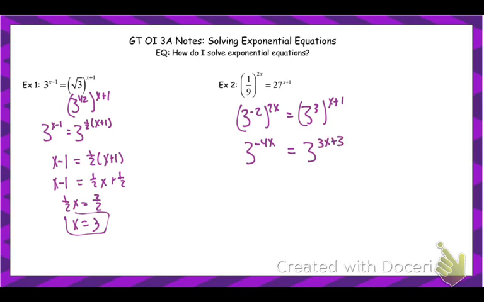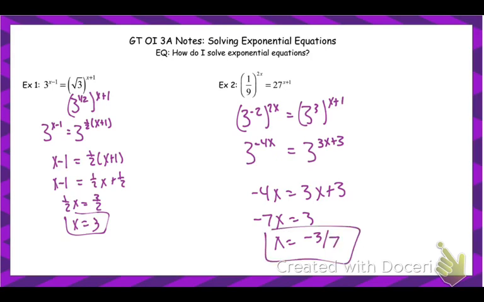At this point, if the bases are the same, all I have to do is solve to where the exponents are equivalent. So that's going to give me negative 7x equals 3, and x is equal to negative 3 over 7. So if you are able to write these in terms of the same base, that is the easiest way to do it. Now, a lot of times with exponential equations, that's not possible. You may only have one function that has a base, and you may not be able to write them in terms of the same base. So those are the examples we're about to look at.